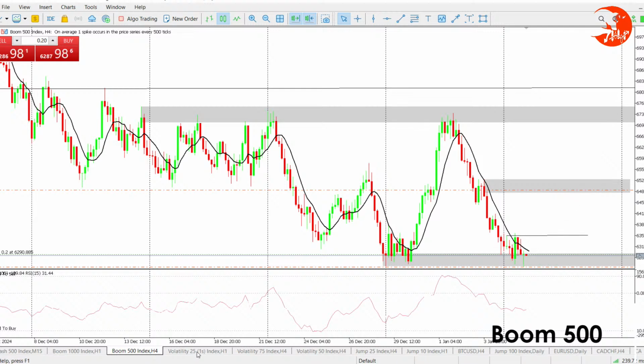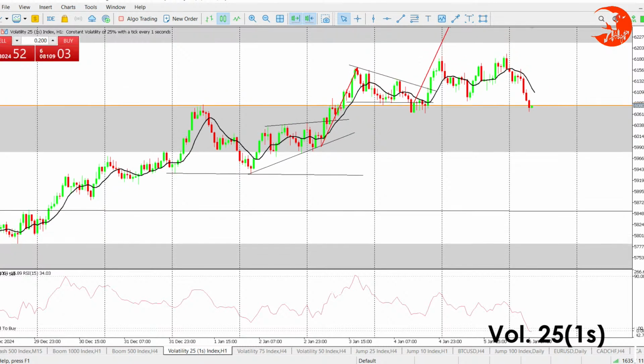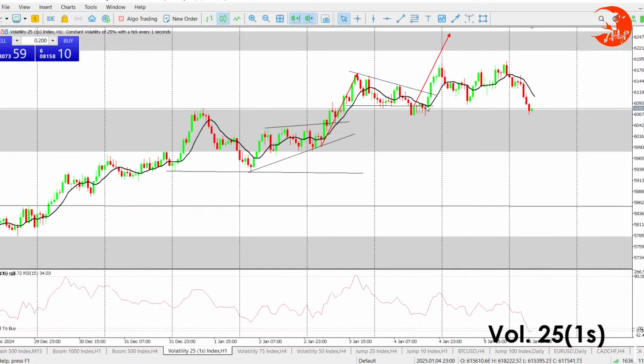I can delete that now and then head over to Volatility 25 1S. All right, so I've been following it. I was looking at price reaching back there. It hasn't reached yet. In fact, it came back to this very level.